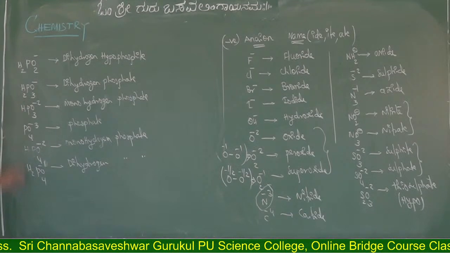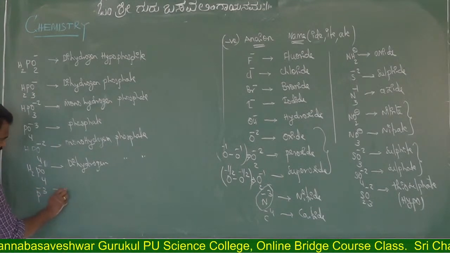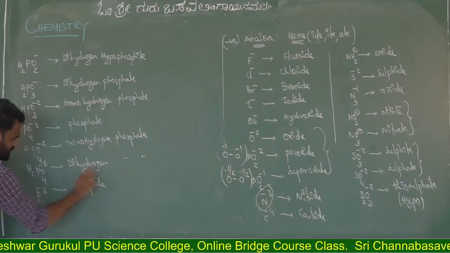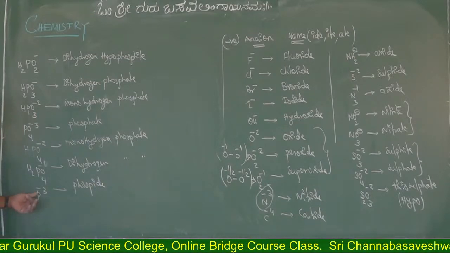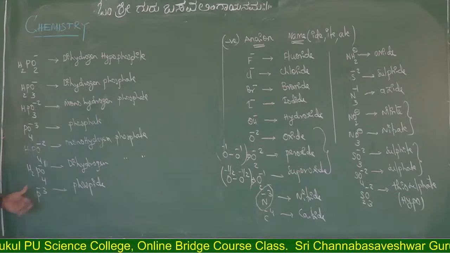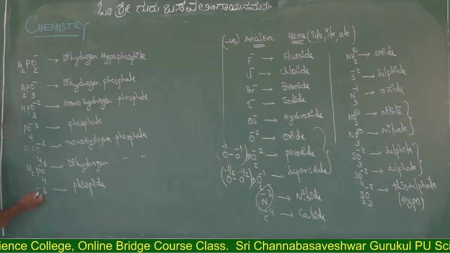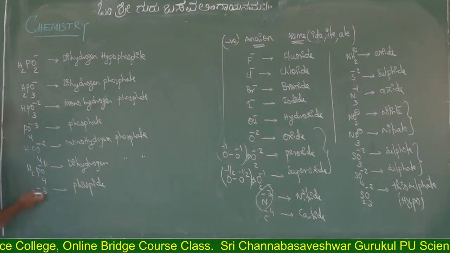Next, if phosphorus is having -3, it is said to be phosphide. So like nitride, here there will be a phosphide. So this is a negative charge on phosphorus, -3 is phosphide.